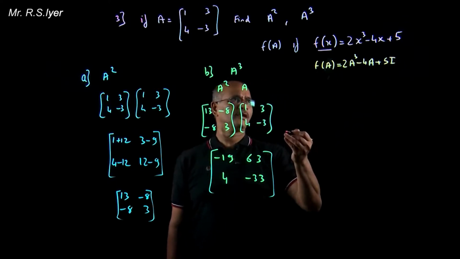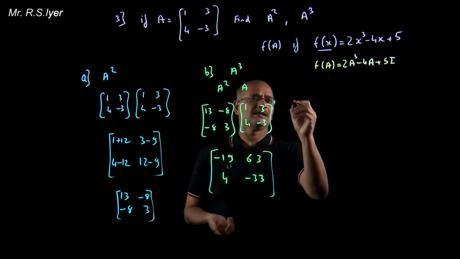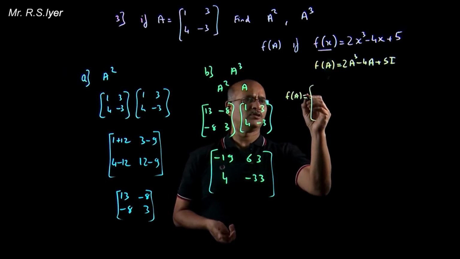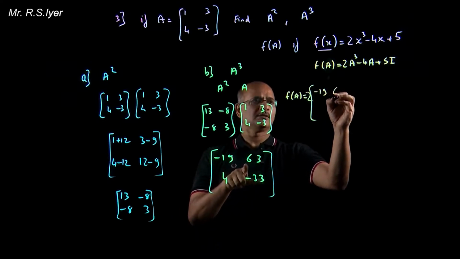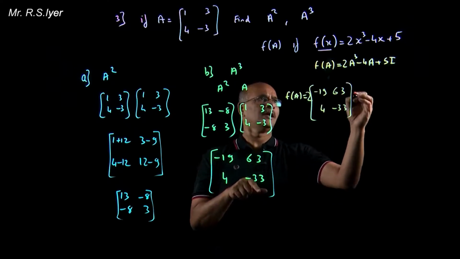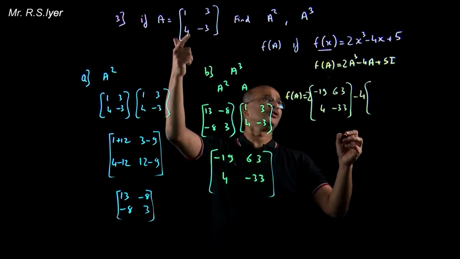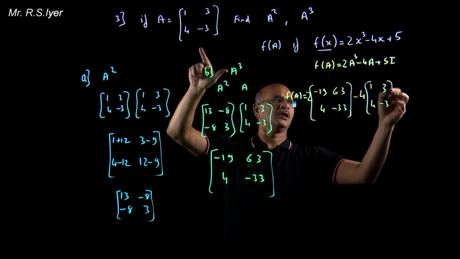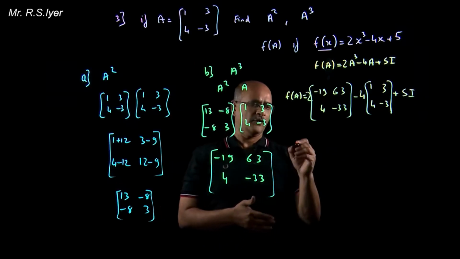Now I can do this very carefully. I got a cube, I got a over here, just put it into the matrix mode and get the answer. So f of a will be twice of a cube. So twice of a cube is minus 19, 63, 4 and minus 33, right? Then minus 4a. So you can say 4 times a. A is already given to you, right? 4a is 1, 3, 4, minus 3, plus 5i. I keep it as it is.